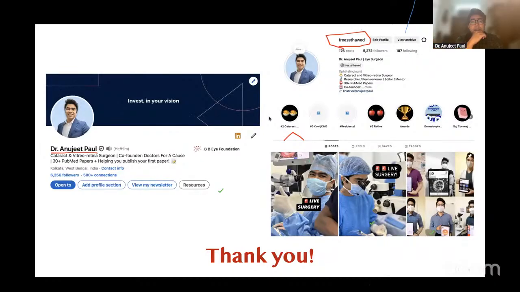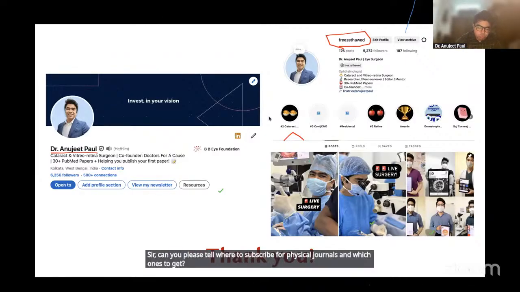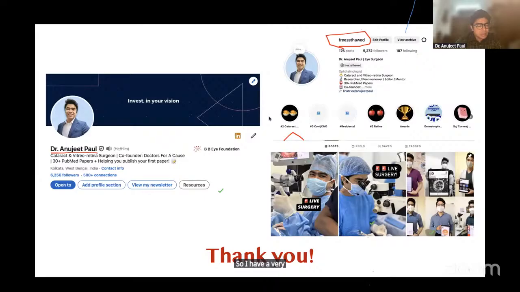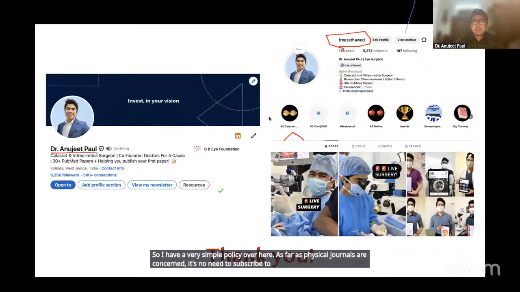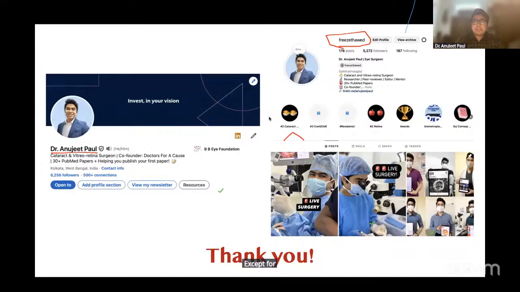Sir, can you please tell where to subscribe for physical journals and which ones to get? So I have a very simple policy over here. As far as physical journals are concerned, there's no need to subscribe to them in today's day and age because they all have online prints, except for British and American journals, which have very high subscription fees. Most of the journals are available online.